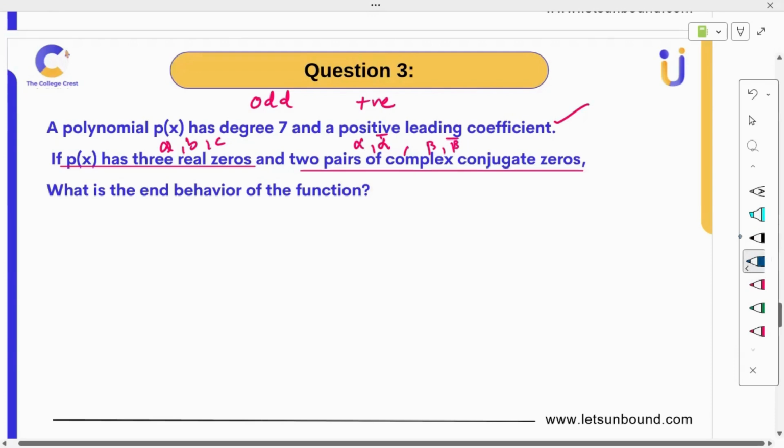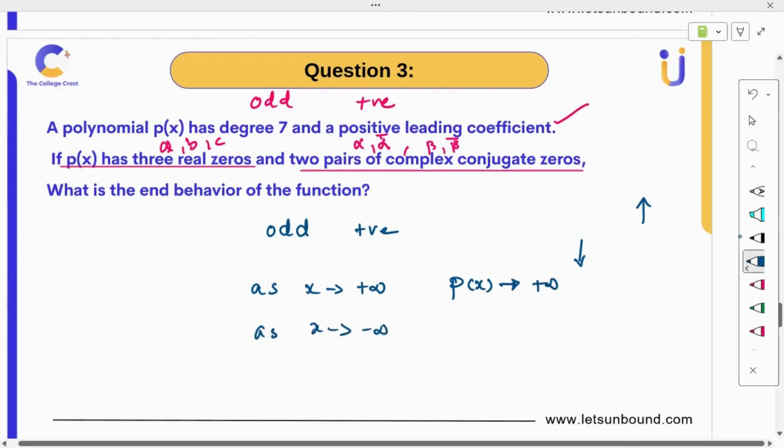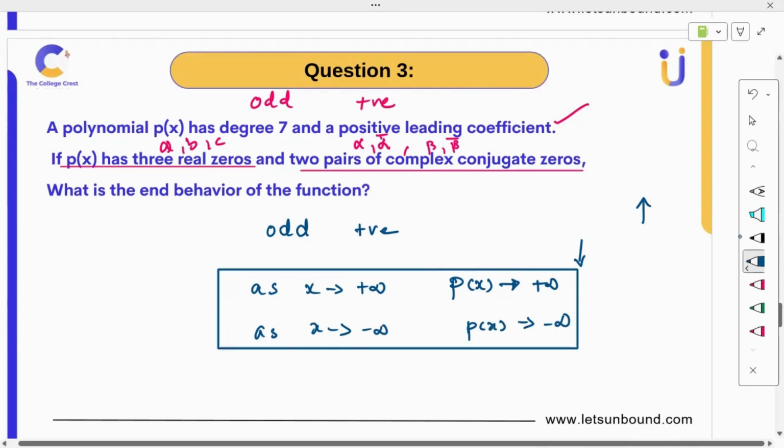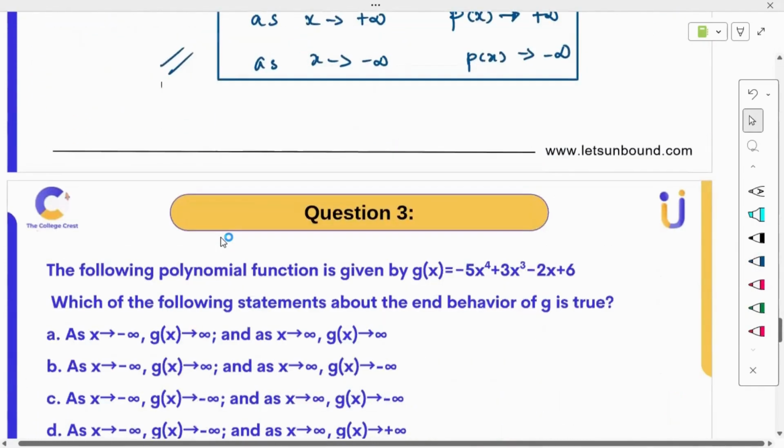So end behavior: odd and positive. Odd means one side is up, the other side is down. Positive means right side up, left side down. So we can write as x tends to positive infinity, p of x tends to positive infinity. As x tends to negative infinity, p of x tends to negative infinity. That's it. This is the end behavior. Right, so that's it. And yes, I have a bonus question for you.